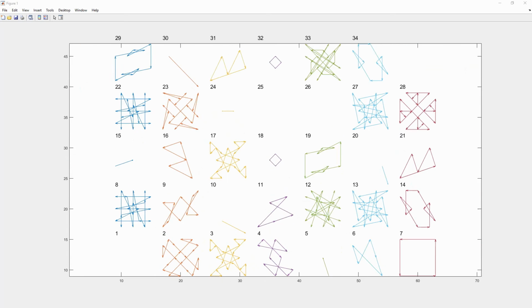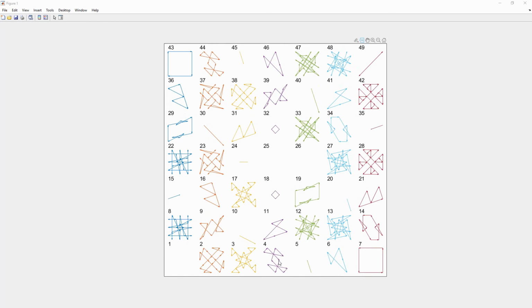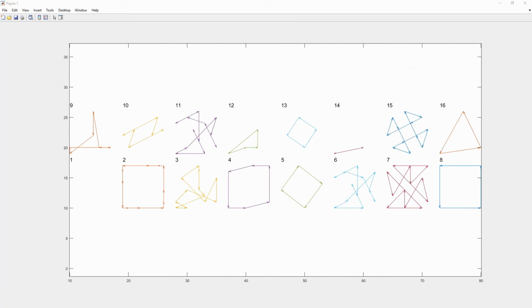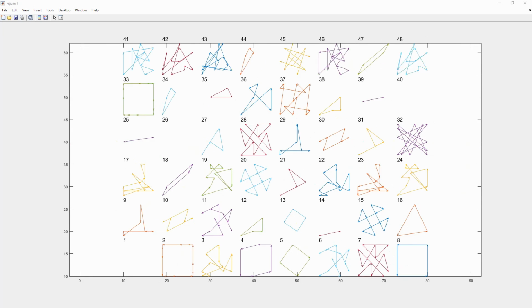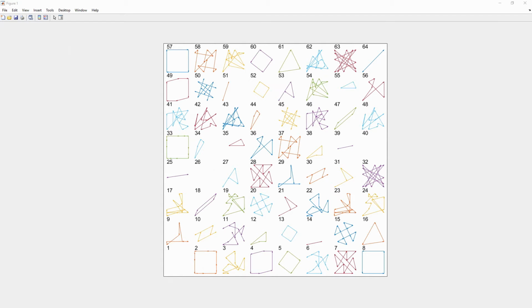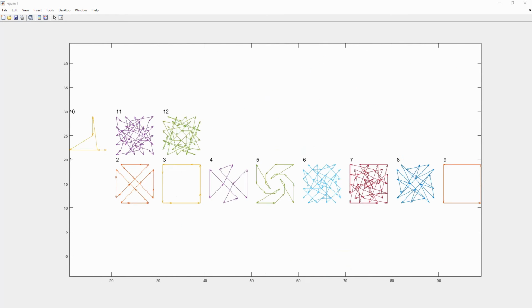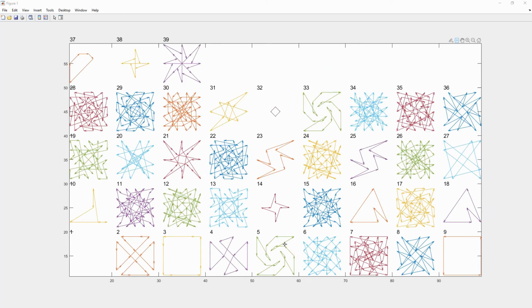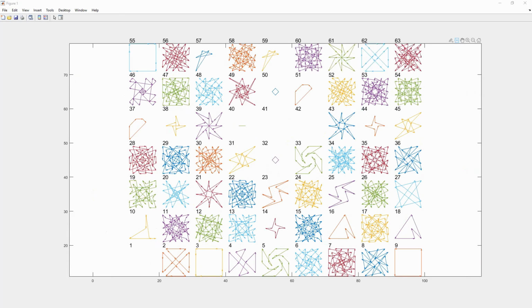7 by 7 grid. Some of them are really beautiful, like this one. It reminds me of some different fractals. And then 8 by 8 grid. You always see that, for example, this 8, this corner always goes to this corner and then goes around. Let's go ahead and go to the 9. This flower shape is quite interesting.